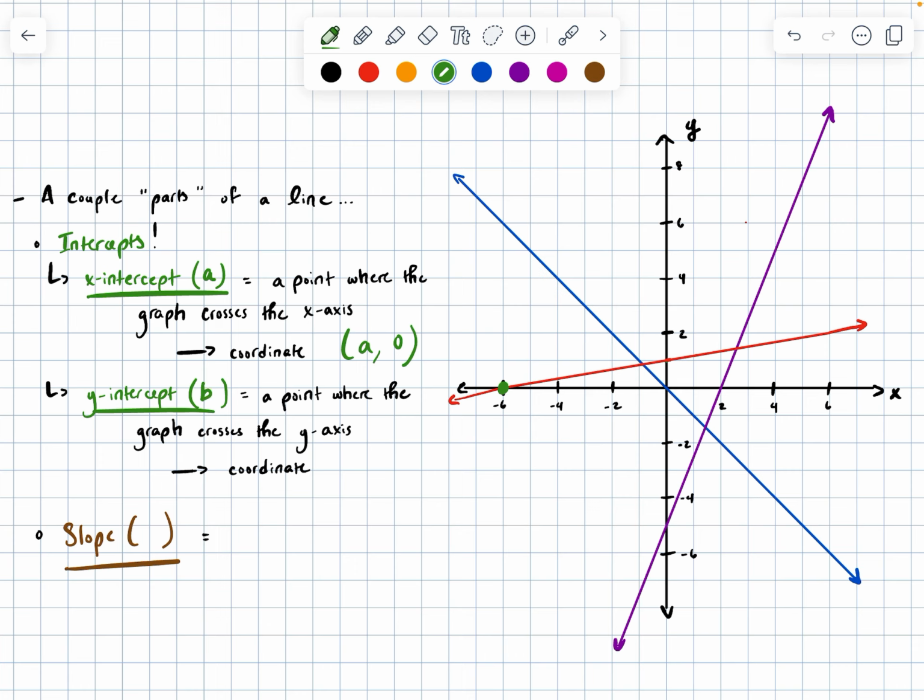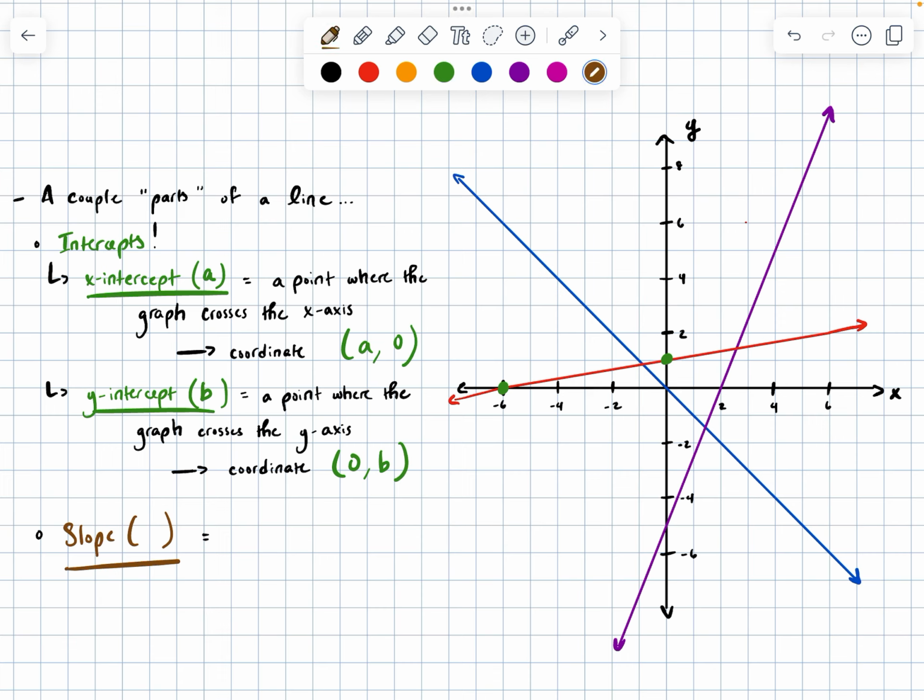The y-intercept, if we use a for the x-intercept, we'll use b for the y-intercept. Again, taking this red line, notice that it crosses the y-axis here at this value, which would be +1. So we say the value of b for the red line is 1. Its y-intercept is 1. It crosses the y-axis at the point 1, or not 1, sorry, but 0 for x and 1 for y. 1, of course, being our value of b.